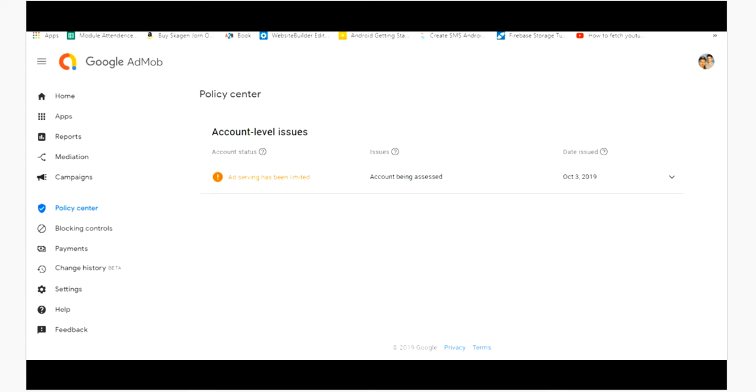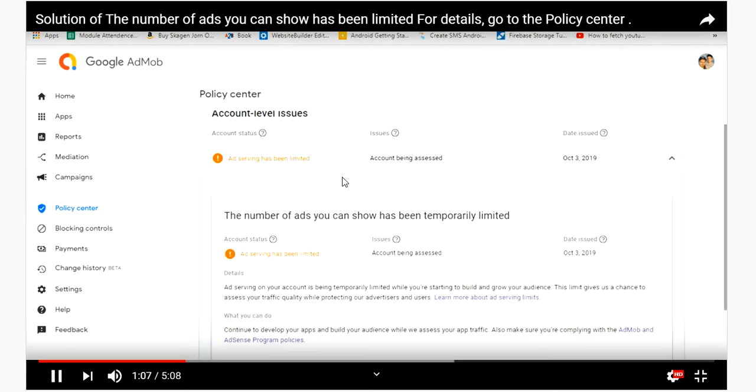If you are using a website, then it comes on AdSense; both have the same issues. This kind of mail you get: "Your ad serving has been limited. Ad serving on your account is temporarily limited while we are starting to build and grow your audience, which limits the chance to assess the traffic quality while protecting our advertisers and users." Basically they are protecting their advertisers, who are paying them. They are not getting genuine clicks, they are getting fake clicks, and that kind of thing is happening.